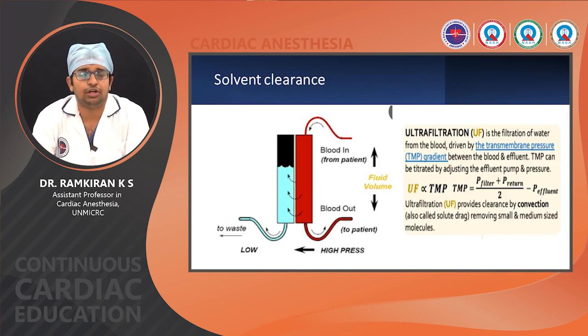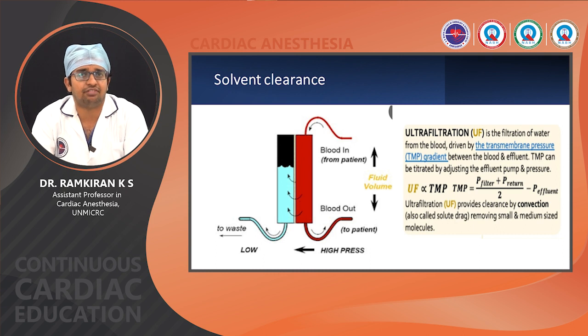So basically we need to know about the two clearances. We should have a clear knowledge about the two clearances which are happening through these filters. One is solvent clearance, the other is solute clearance. Solvent clearance, by default, is because of ultrafiltration, that is filtration of water from the blood driven by a transmembrane pressure gradient, between the blood and the effluent. This is done by adjusting the effluent pump pressures as well as the pressure on the blood side.